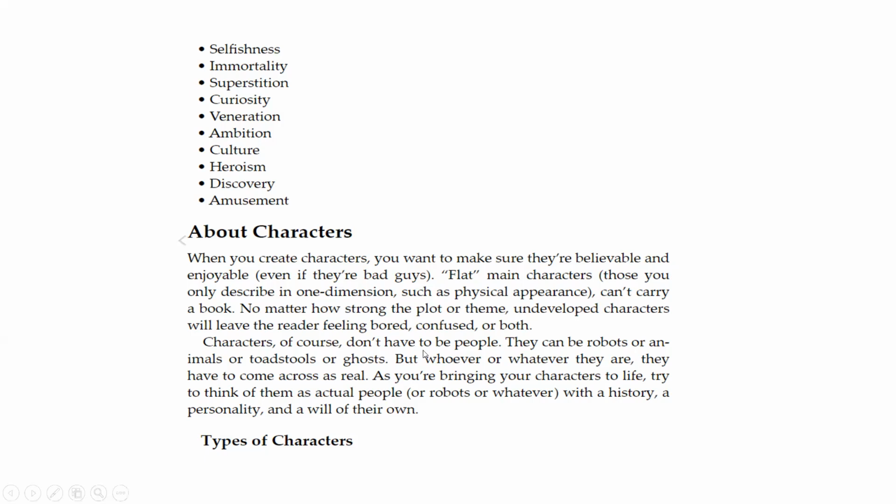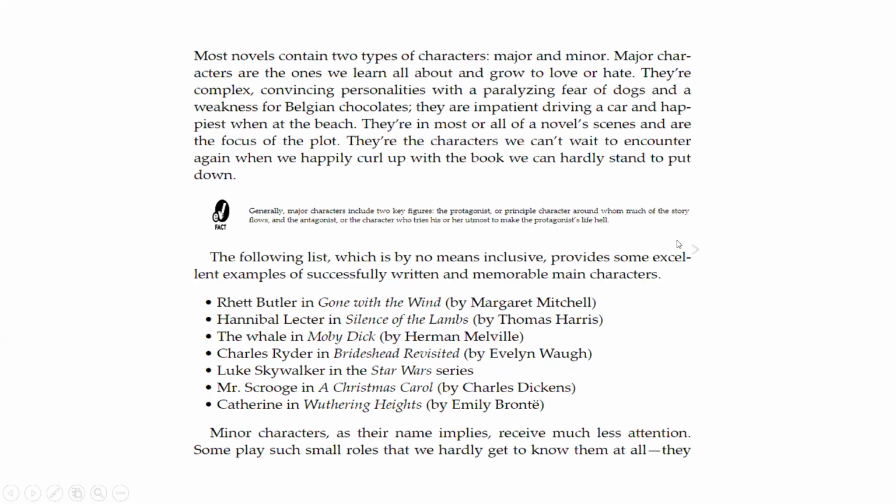Next, types of characters. Most novels contain two types of characters, major and minor. Important point there. Hint, hint.